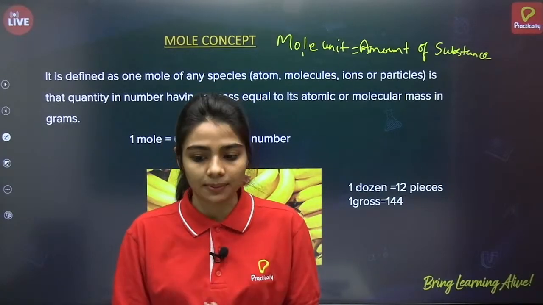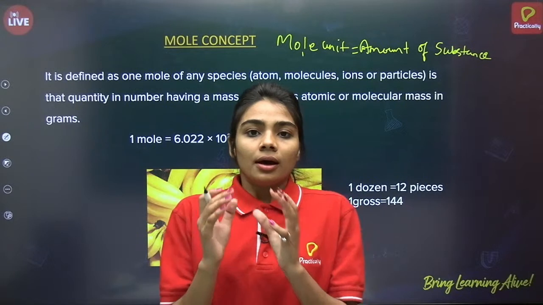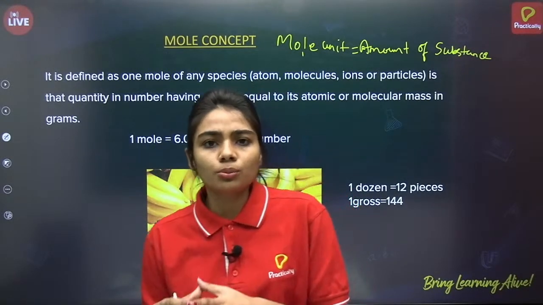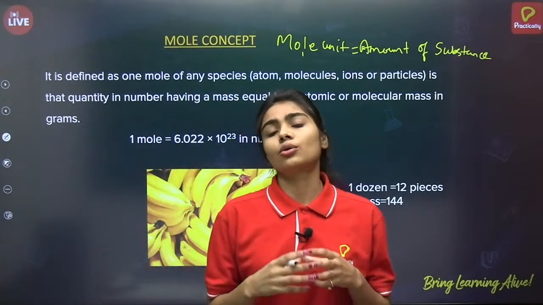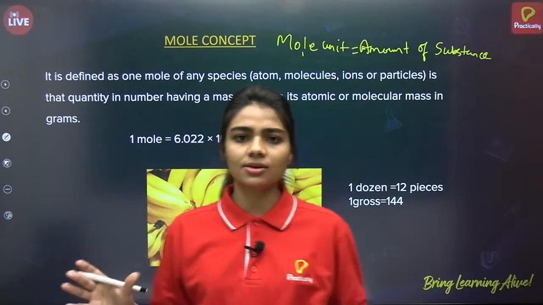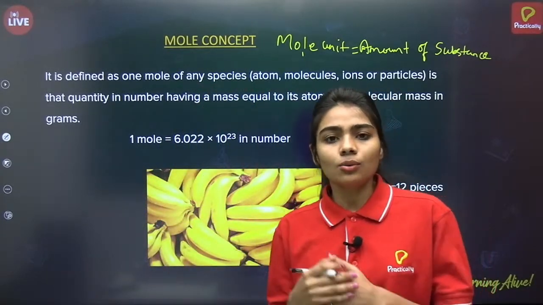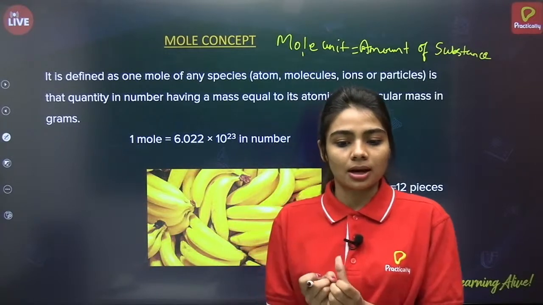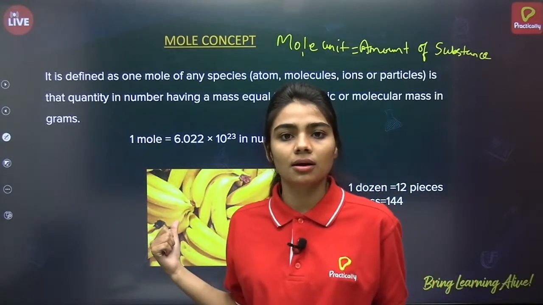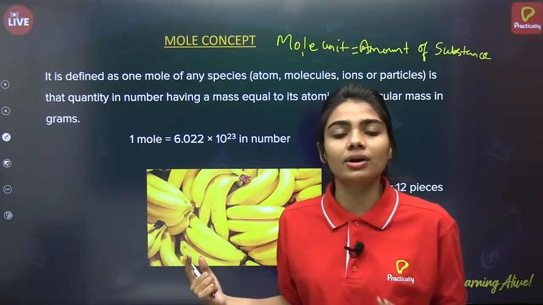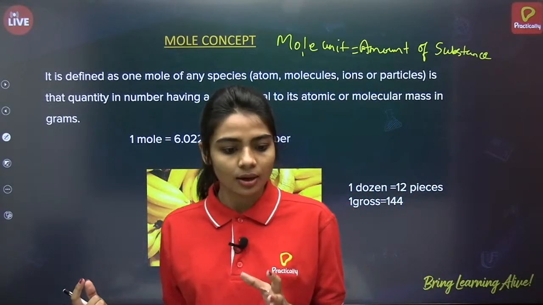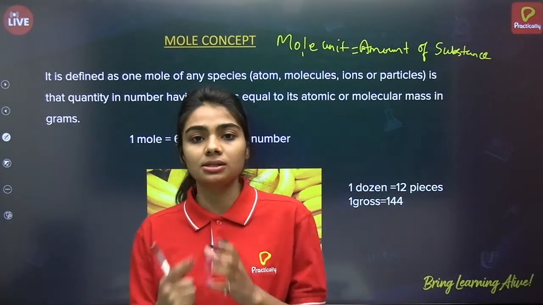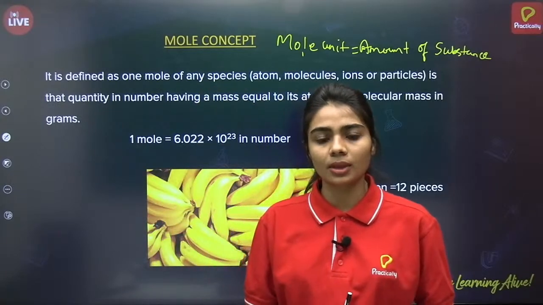What does that mean? Look, whenever you are going to buy apples or bananas, in what unit will you buy the bananas? In dozen. In 1 dozen, we are having 12 pieces. Correct? This is your 1 dozen.